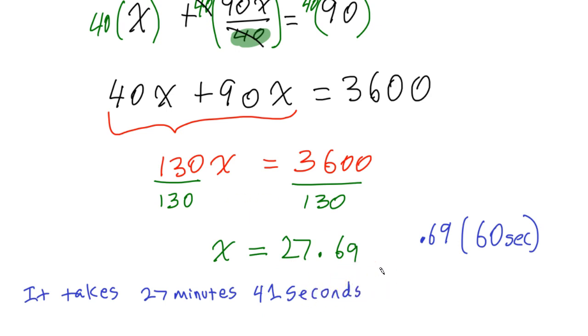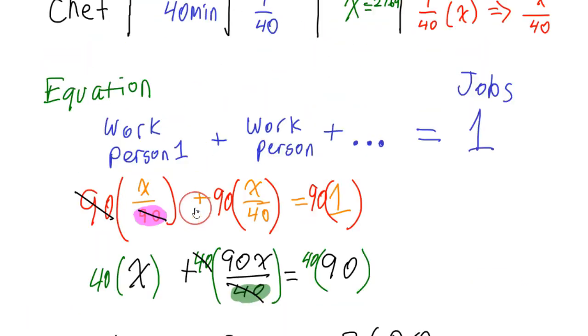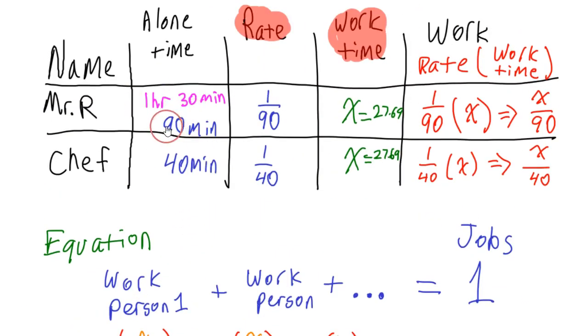for the entire problem. One of the things to note about this is that the reason I knew to use minutes is because when I take a look at the table, we converted all of our times into minutes right here in the alone time. So because all of our time is measured in minutes, our work time has to have the same unit of measurement. If we had used hours right here, then all of our work time would have had hours involved.